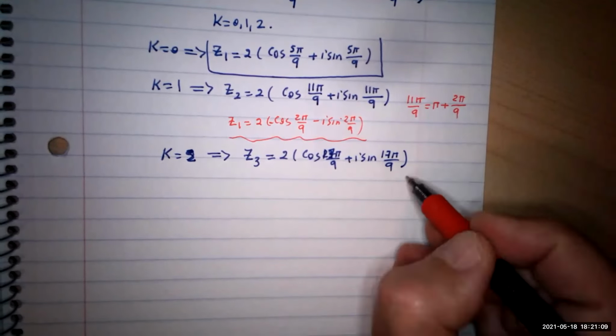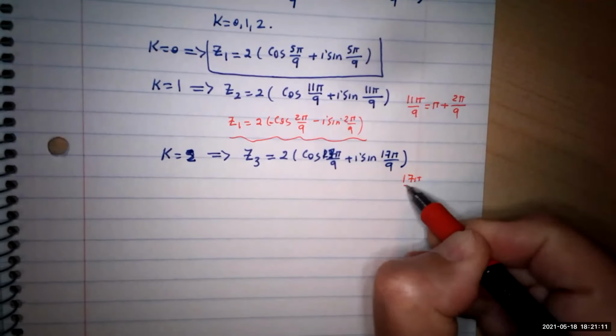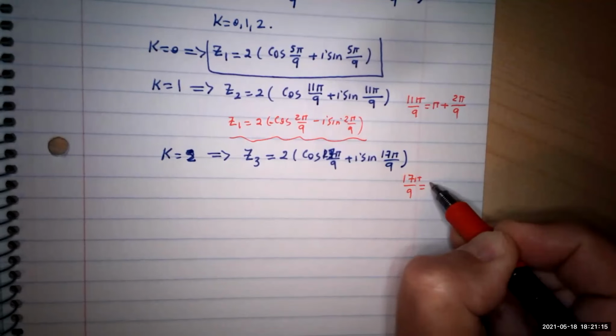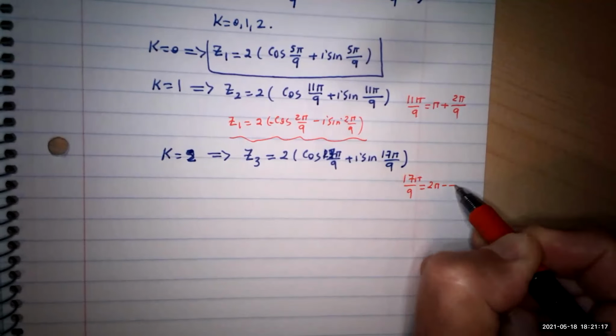You see, 17 pi over 9 is like 2 pi minus pi over 9.